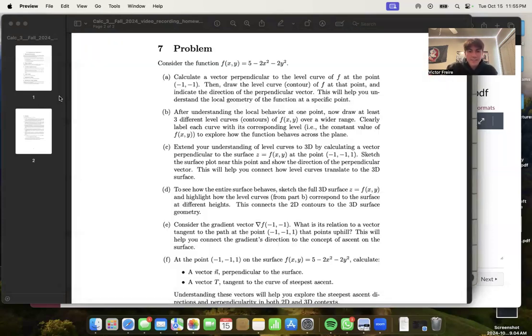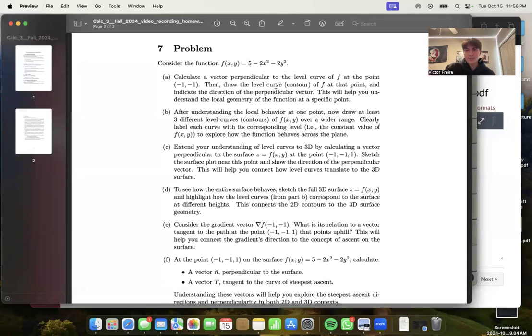When it asks us for the level curve, whenever I see the word curve, I'm immediately thinking of 2D. And when I see the word level, I'm thinking it's going to be held at a constant.